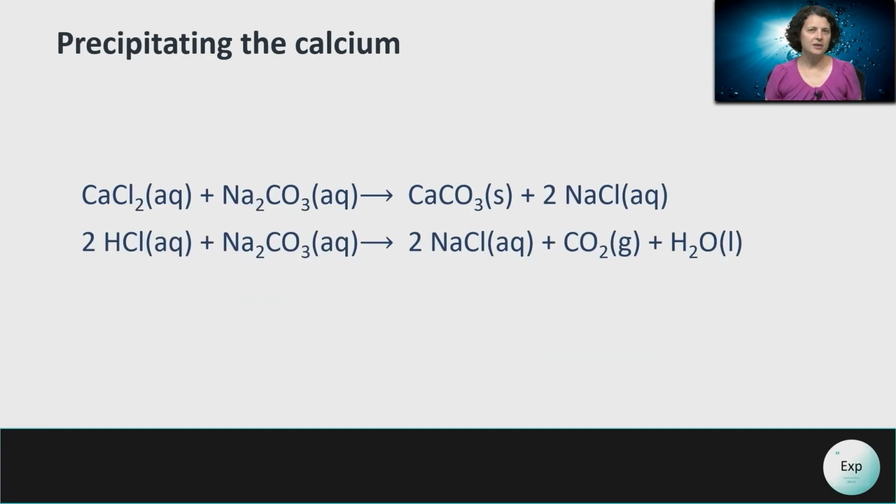Once you have your calcium in a soluble form and you removed all the additives using a prior filtration step, you are ready to precipitate your calcium carbonate. And so you need to add something that will cause the calcium to precipitate. And in this case, we used sodium carbonate. The carbonate from sodium carbonate will react with calcium to produce calcium carbonate.